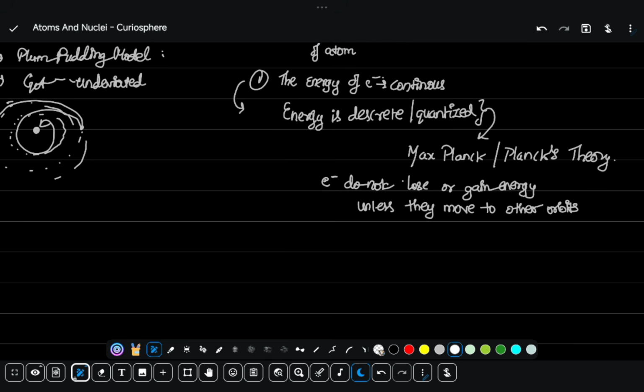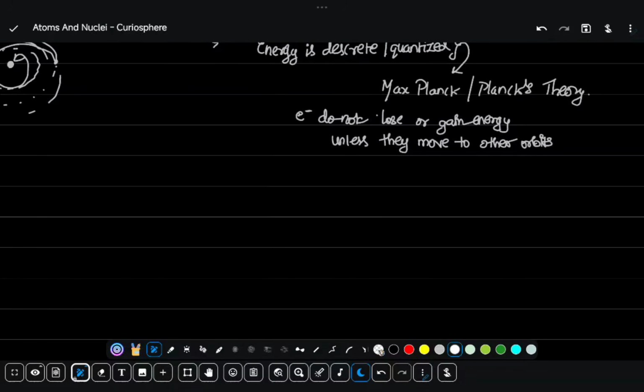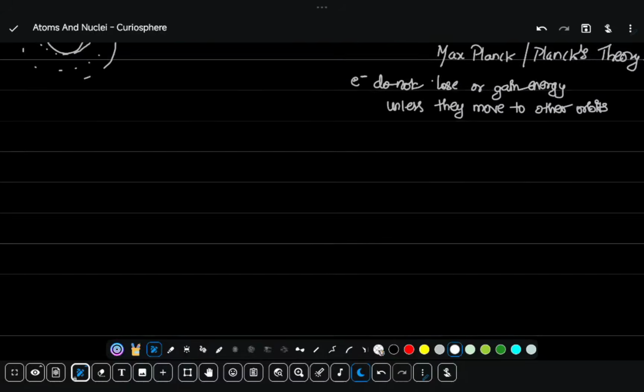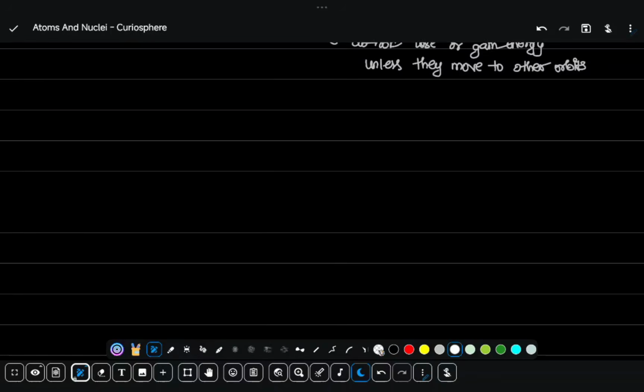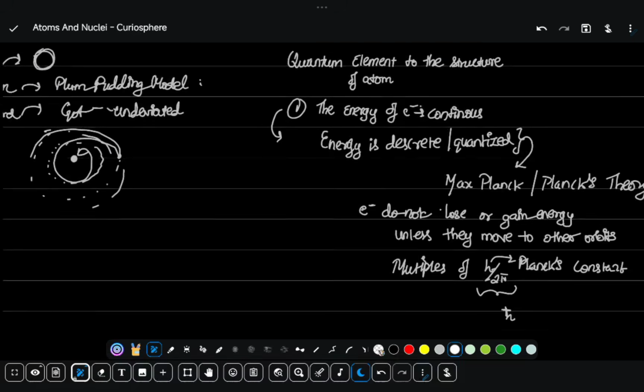Right. Now, electrons do not lose or gain energy unless they move to other orbits. And these discrete, or quantized, energies are not just random values, they are multiples of h by 2 pi. h is called Planck's constant. Usually, this entire term is denoted by h bar for simplicity.